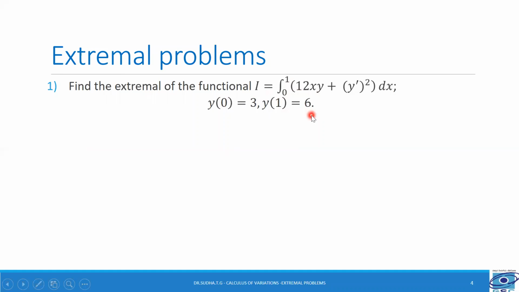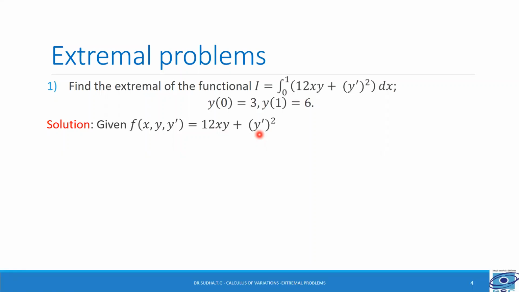Now let us solve this. So first we need to write what is the given function. That is f of x, y, y' equal to 12xy + y'^2. So this is the function given in the integrand. You need to take that as function f. So now look into the function f. Here function f contains x, y as well as y'. Since it contains all the three variables, you need to take the Euler's full form.